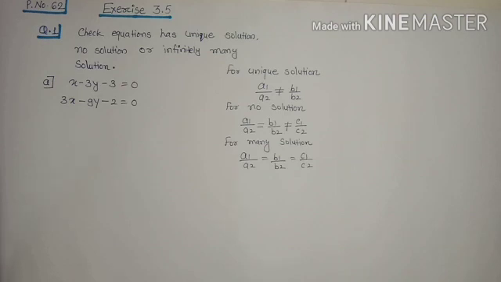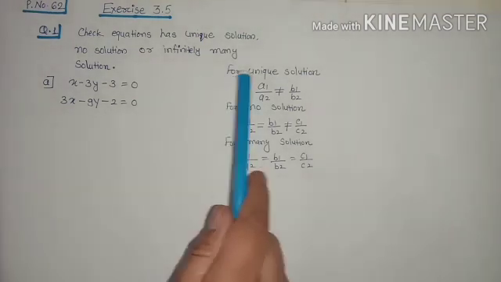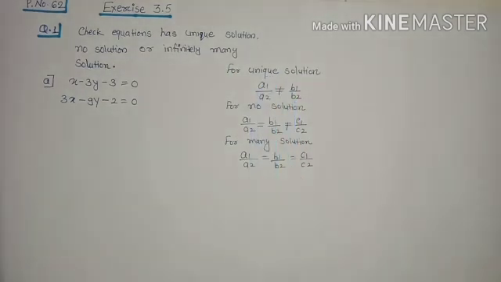The first part of this question is x minus 3y minus 3 equals 0, 3x minus 9y minus 2 equals 0. As we know, students, for a unique solution a1 upon a2 is not equal to b1 upon b2. For no solution, a1 upon a2 is equal to b1 upon b2 not equal to c1 upon c2. And for infinitely many solutions, a1 upon a2 is equal to b1 upon b2 equals c1 upon c2. So for checking whether the given equation has a unique, no, or infinitely many solutions, first we will find a1 upon a2, b1 upon b2 and c1 upon c2.